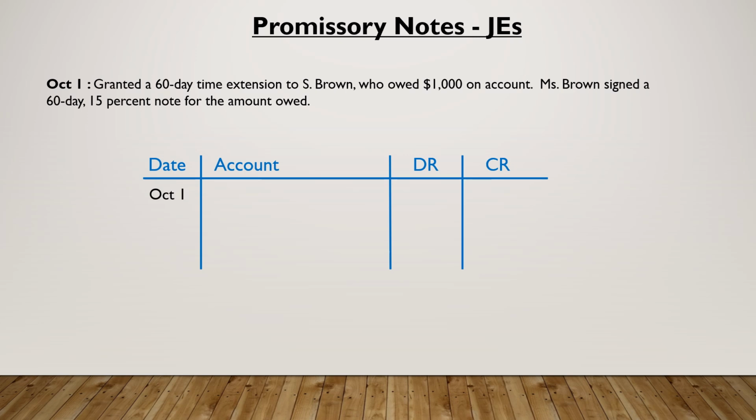On October 1st, we grant a 60-day time extension to S. Brown, who already owes $1,000 on account. Ms. Brown signed a 60-day 15% note for the amount owed. Here we're moving this receivable out of AR and into notes receivable. So credit AR and debit notes receivable for $1,000.